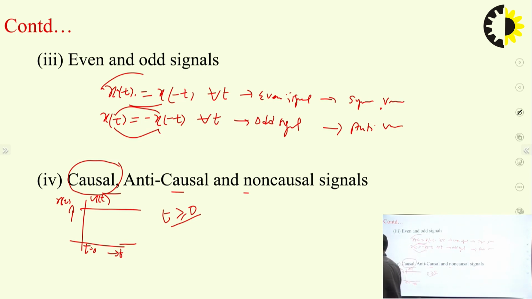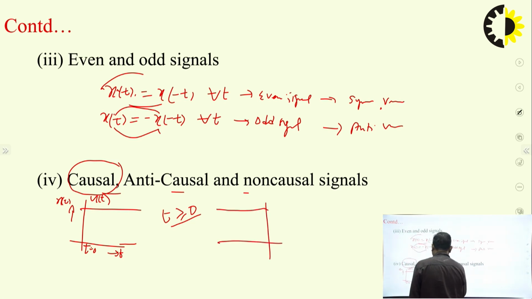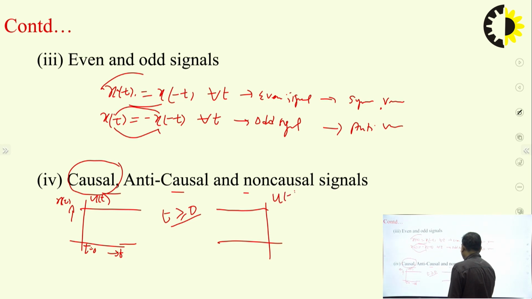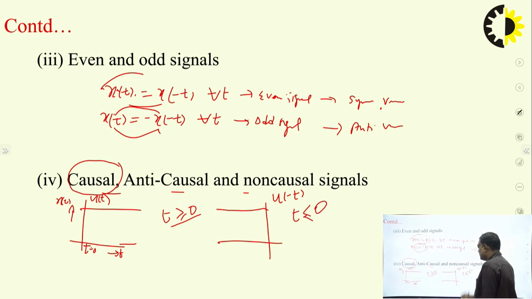So the signals that are defined only when the value of time is equal to 0 or greater than 0, these are causal signals. Anti-causal signals are those signals which are defined only for values of t less than or equal to 0, let us say this is the anti-causal signal u of minus t. We can take the equal condition in both cases, or also we cannot take it, because at t equals 0 this unit step signal is basically undefined. So this is your causal signal and this is your anti-causal signal.